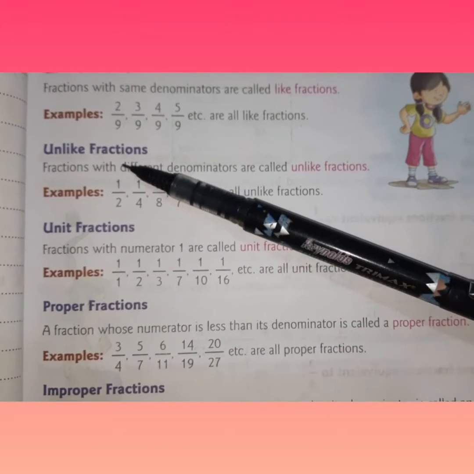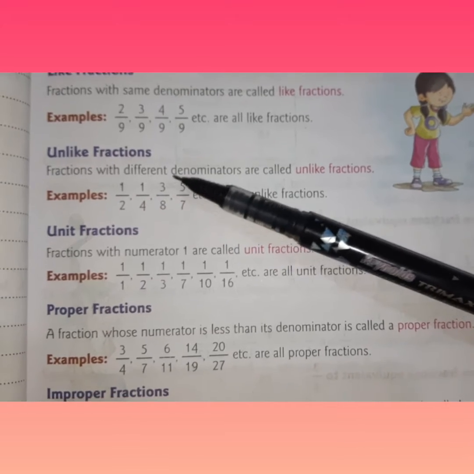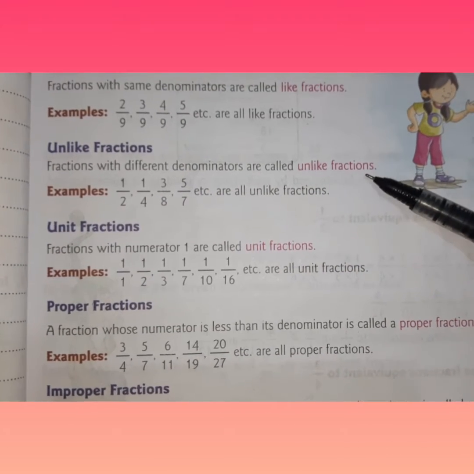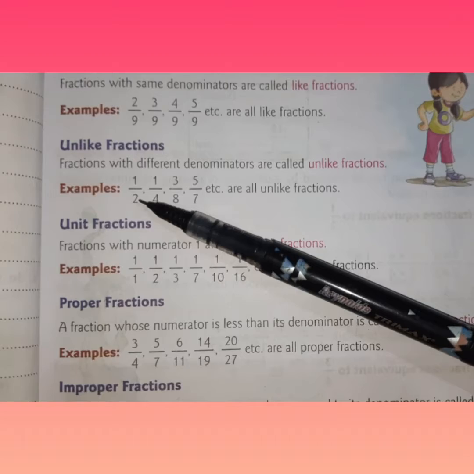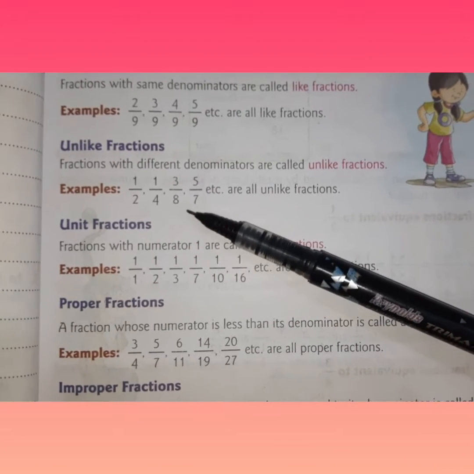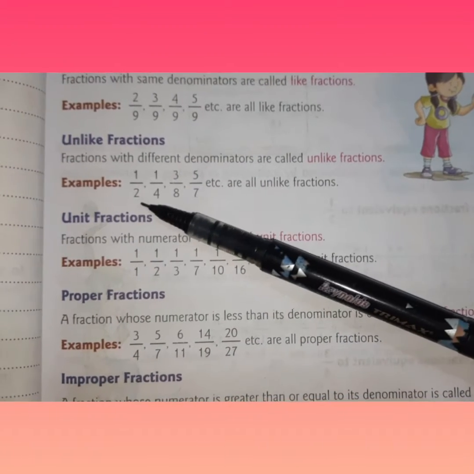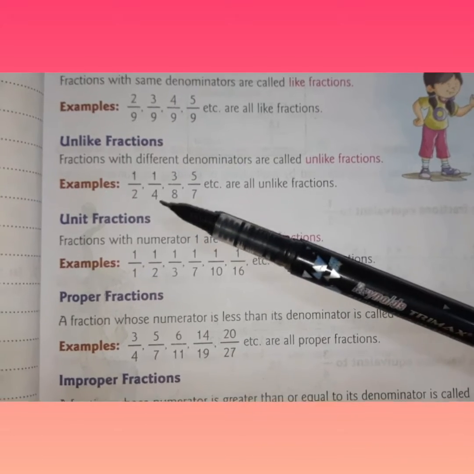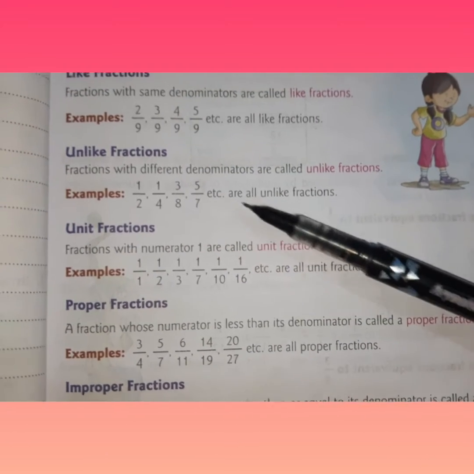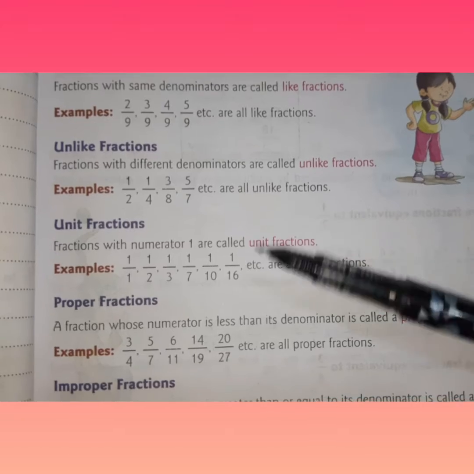Second is unlike fraction. Fractions with different denominators are called unlike fractions. You can see there, in the denominator there is 2, there is 4, there is 8, there is 7. They are all different. If the denominators are different, they are called unlike fractions.